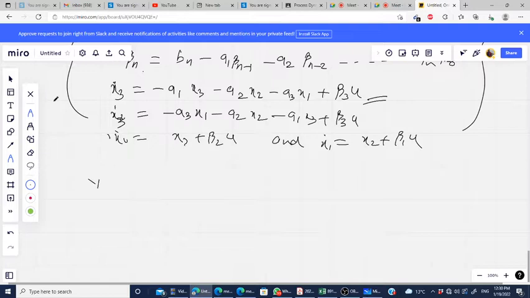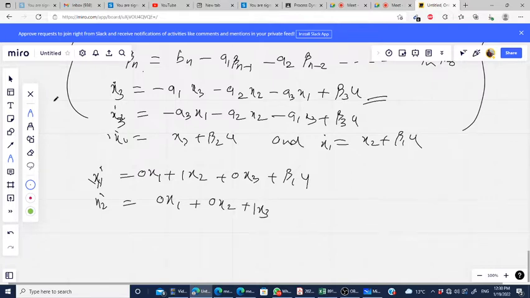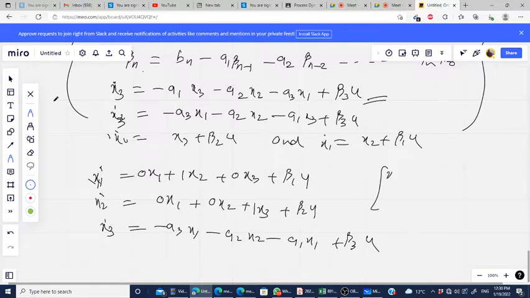So x1 dot is equal to, you have written finally, 0 x1 plus 1 x2 plus 0 x3 plus beta 1 u. x2 dot is equal to 0 x1 plus 0 x2 plus 1 x3 plus beta 2 u. x3 dot is equal to minus a3 x1 minus a2 x2 minus a1 x3 plus beta 3 u. Yeah. So it can be represented in the matrix form x1 dot, x2 dot, x3 dot is equal to what? Please.